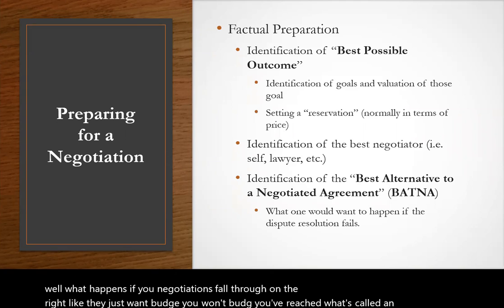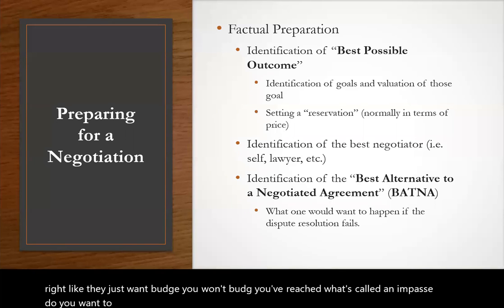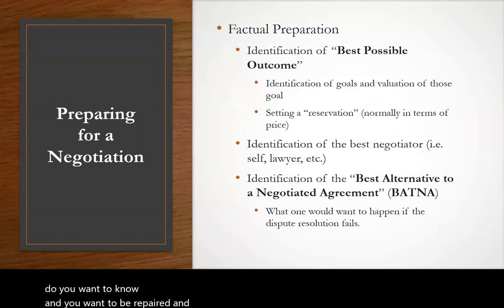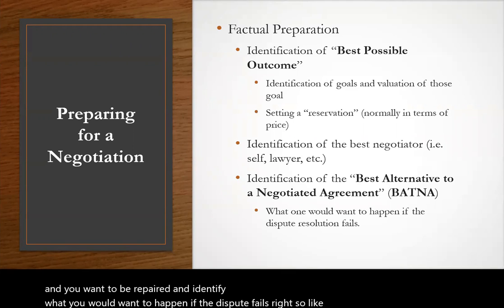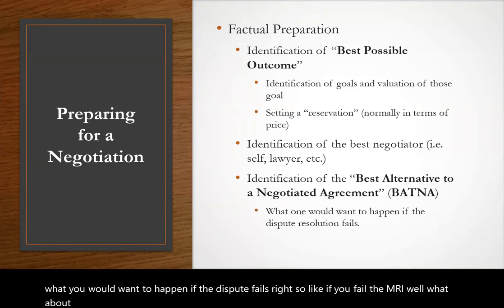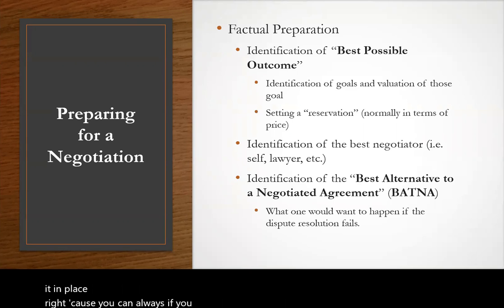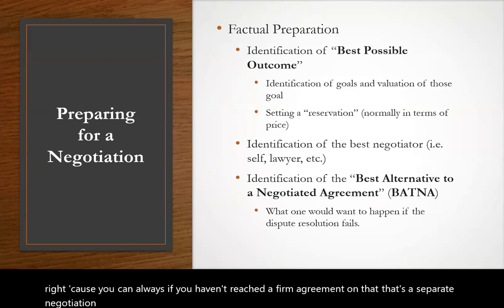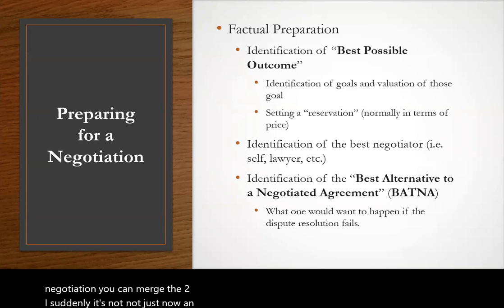You want to know and you want to be prepared and identify what you would want to happen if the dispute fails, right? So if you fail on the MRI, well, what about the GE contract dealing with the tablets? Do we still have that in place? Do you still want it in place, right? Because if you haven't reached a firm agreement on that, that's a separate negotiation. You can merge the two, right? Suddenly it's not just an MRI. Now it's an MRI and the tablets, right? And it gives you a bit more bargaining room.